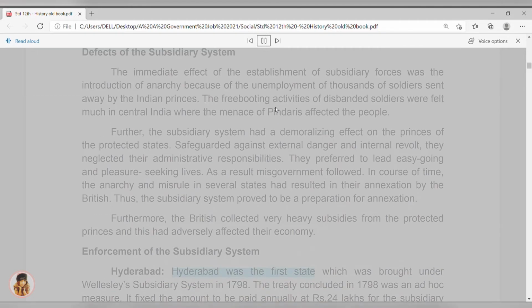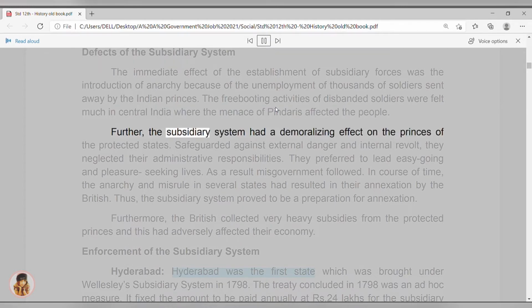Defects of the subsidiary system. The immediate effect of the establishment of subsidiary forces was the introduction of anarchy because of the unemployment of thousands of soldiers sent away by the Indian princes. The freebooting activities of disbanded soldiers were felt much in central India, where the menace of Pindaris affected the people.